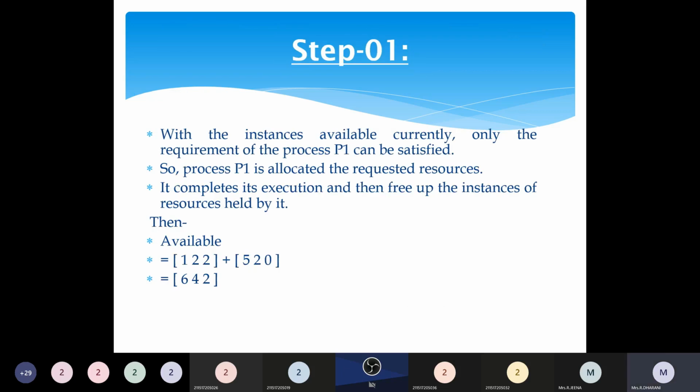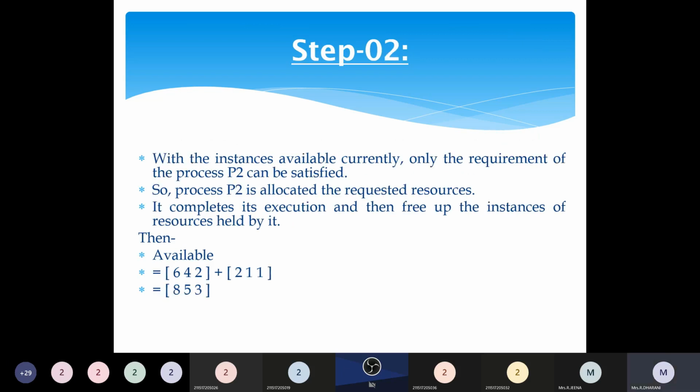Okay, so with the instance available currently, only the requirement of the process P2 can be satisfied. So the process P2 is allocated the requested resources. It completes its execution, and whatever resources it holds, that will be released. Then the available is equal to 642 plus 211, which is 853.